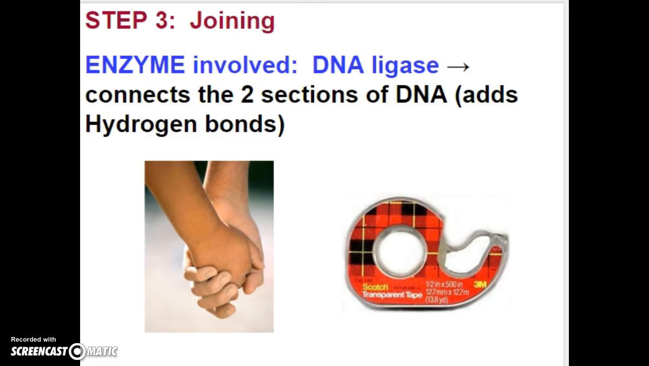So once we have finished our DNA replication process, once we've unwound and unzipped the molecule, once we've added a primer, once we've added all of our nucleotides, then we have to wind and seal up our DNA molecule. The enzyme DNA ligase is responsible for that. DNA ligase is responsible for connecting the two sections of DNA back together. So DNA ligase adds the hydrogen bonds. DNA helicase breaks those bonds.